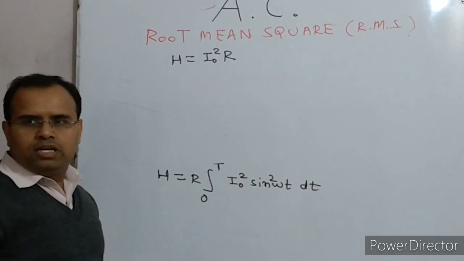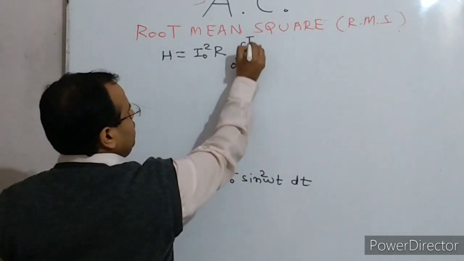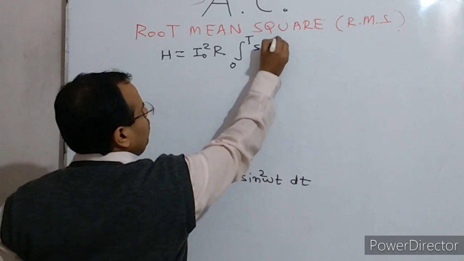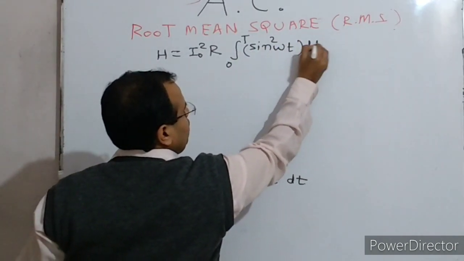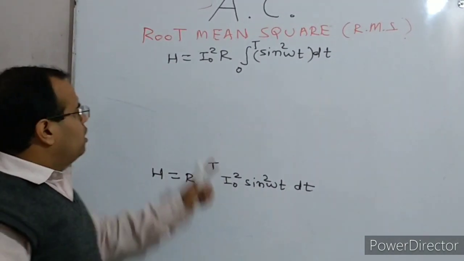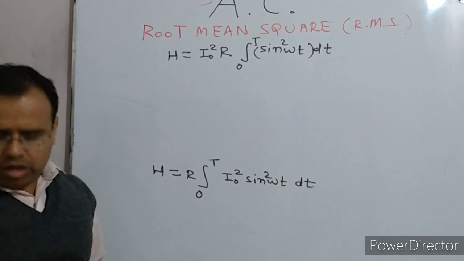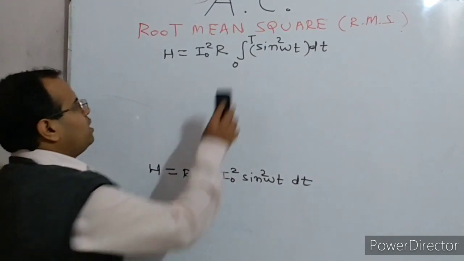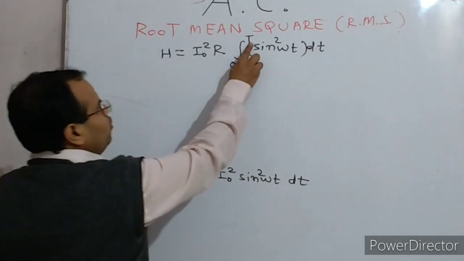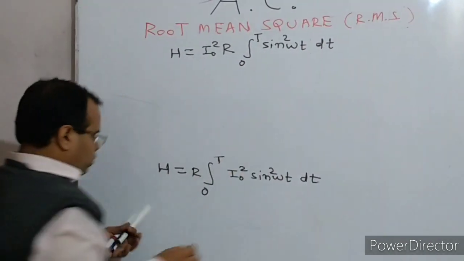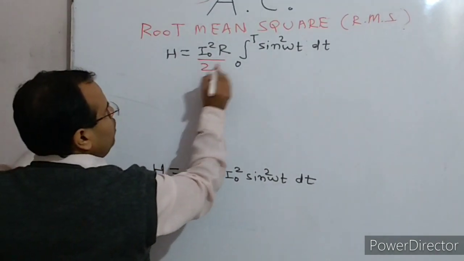Integration 0 to capital T sine square omega t dt. Now you have to understand that we have to integrate sine square omega t. When we have to integrate sine square omega t, the easiest way of doing it is to divide it by 2 and multiply it by 2.